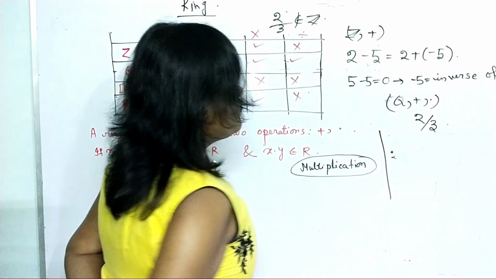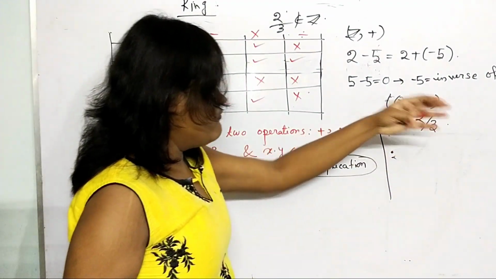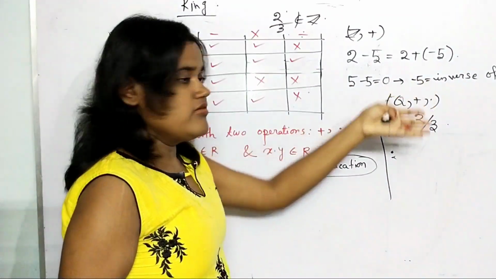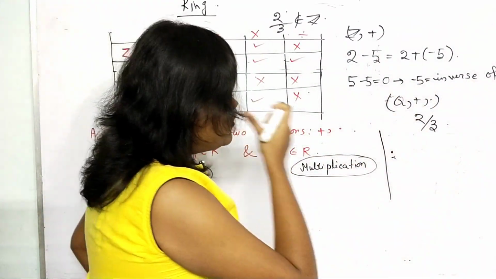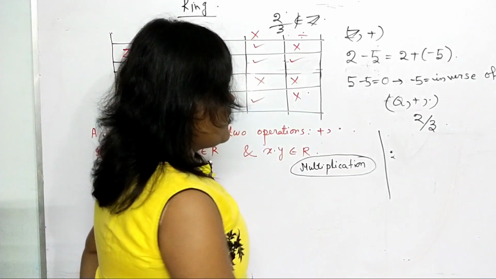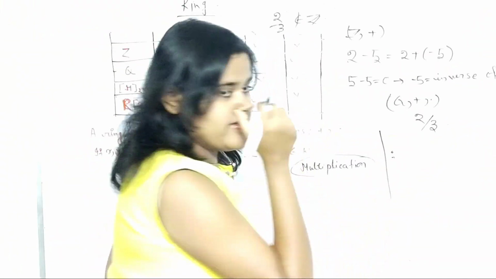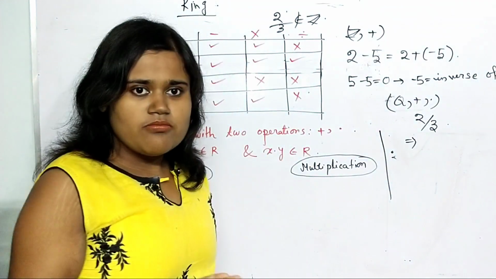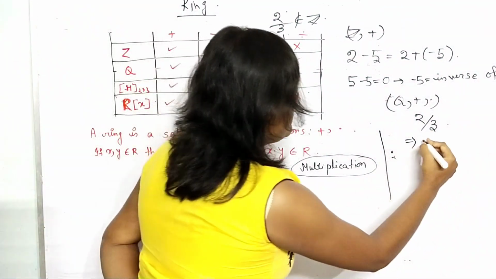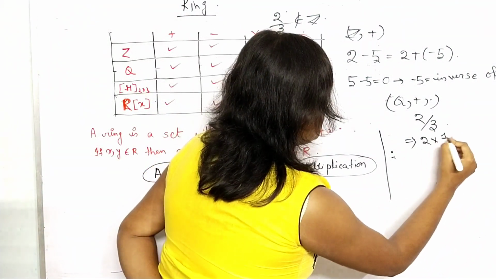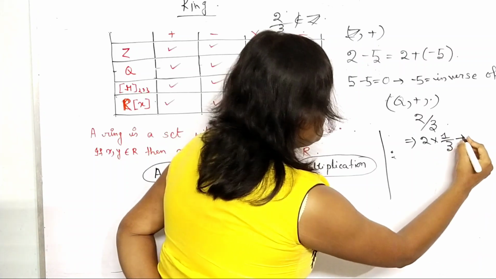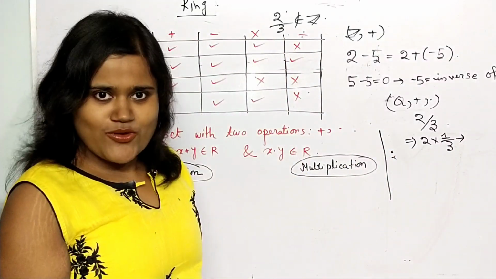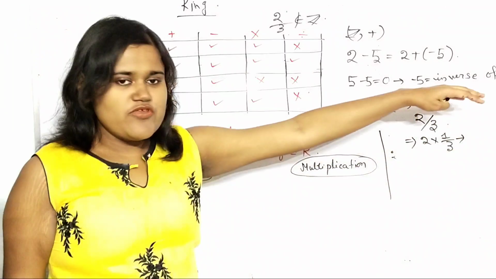In that case, it will also form a field, or rather, it will definitely form a ring. So 2 by 3, here 2 divided by 3. Since there is no division here, how will we define it? We will say 2 times 1 by 3, that is, the multiplicative inverse of 3. So basically, inverse, additive inverse.